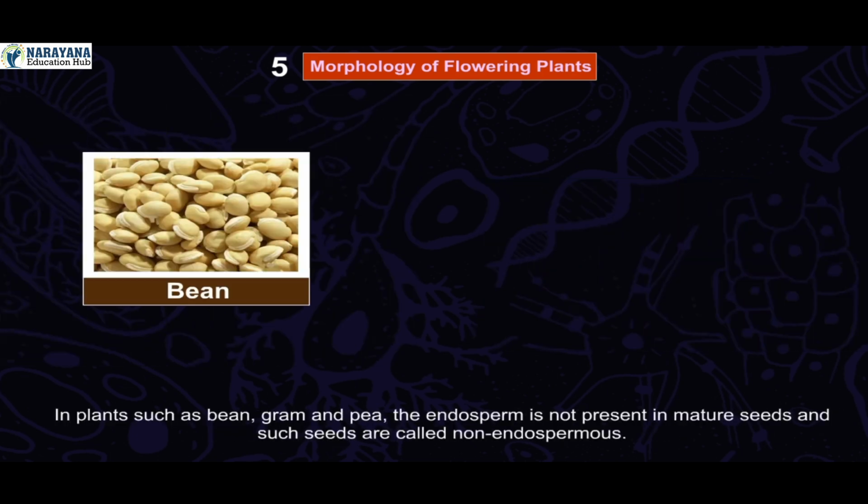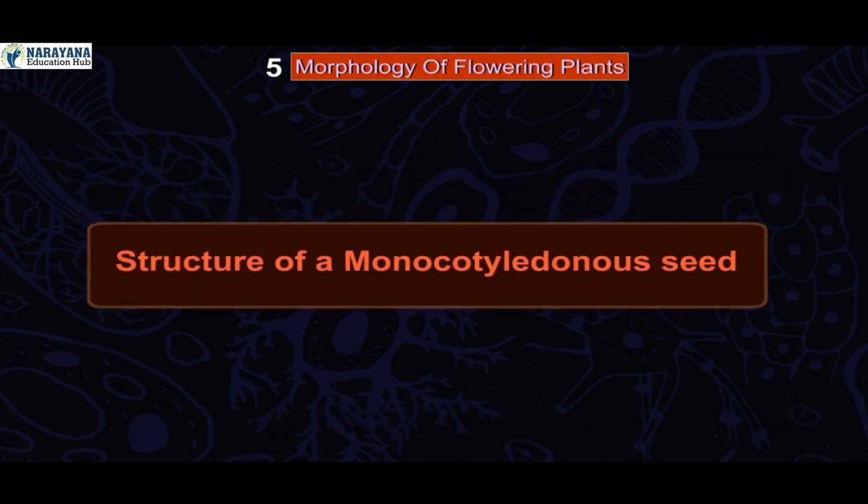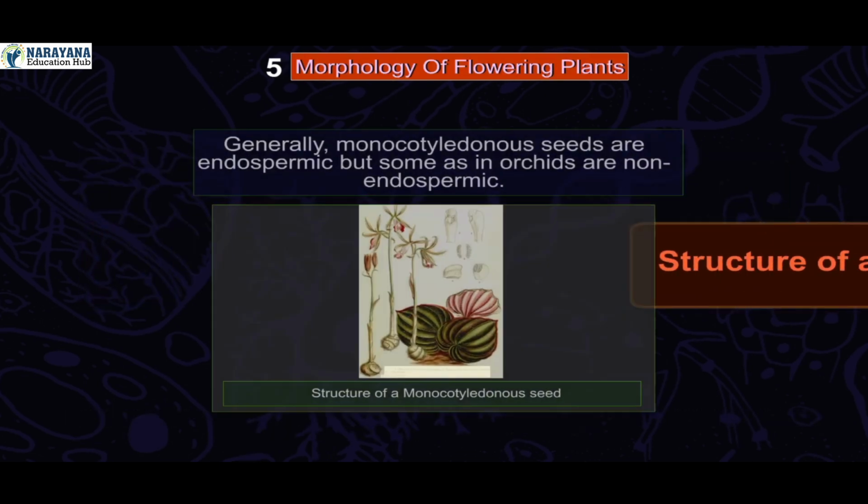In plants such as bean, gram, and pea, the endosperm is not present in mature seeds, and such seeds are called non-endospermous. Structure of monocotyledonous seed.